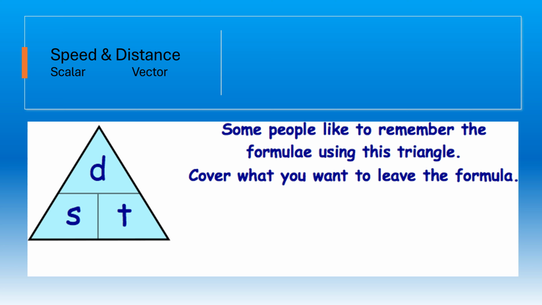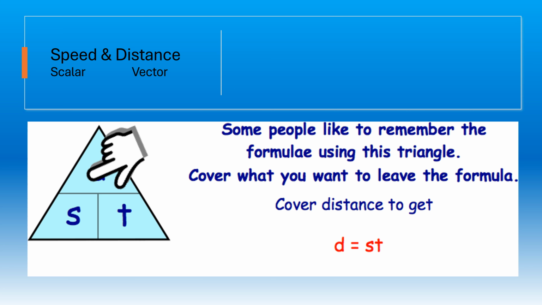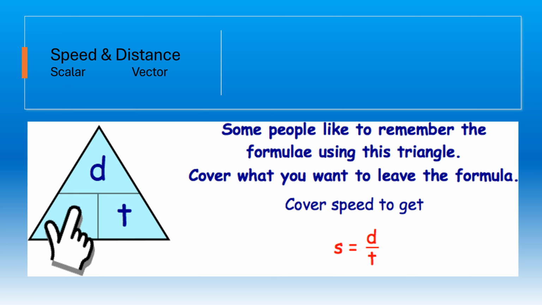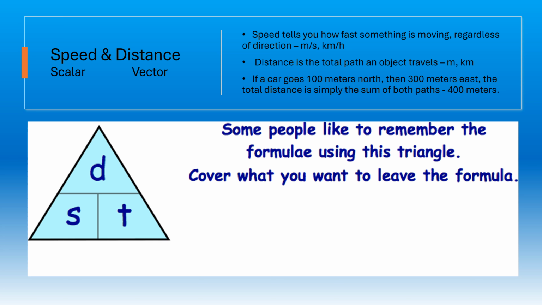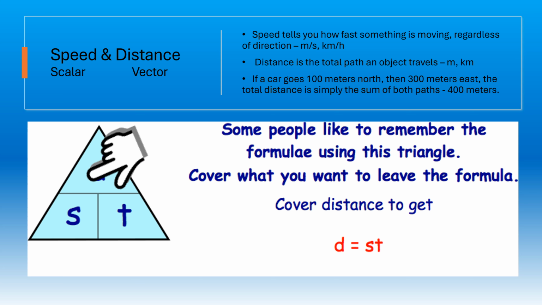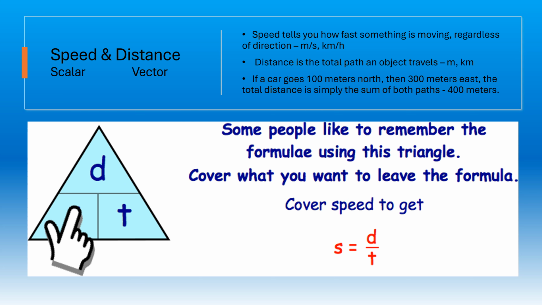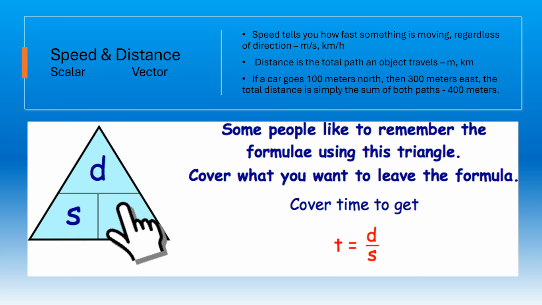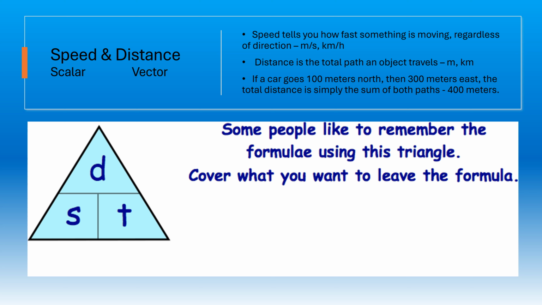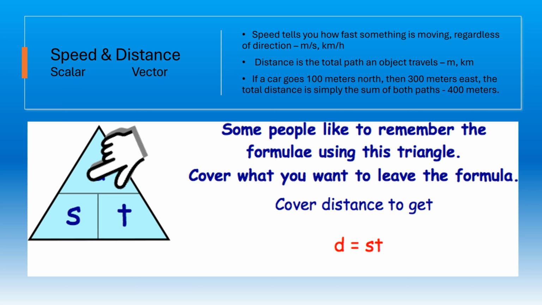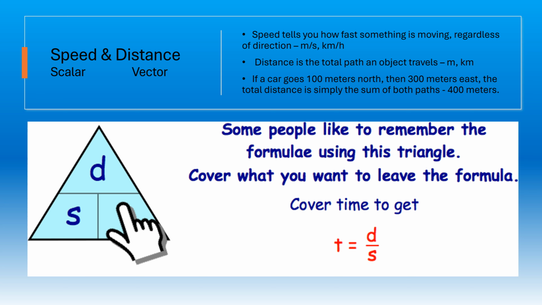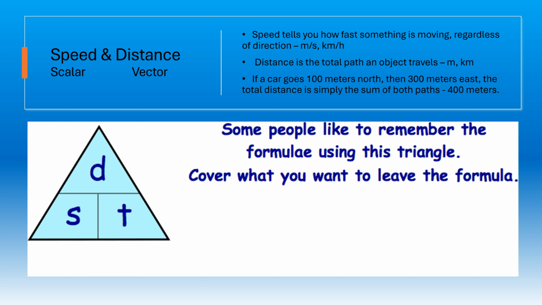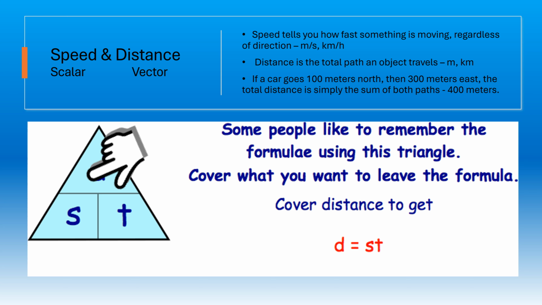So, speed and distance. As we covered earlier, speed is a scalar value and distance is a vector value. Speed tells you how fast something is moving, regardless of direction, and its units are meters per second or kilometers per hour. Distance is the total path an object travels, measured in meters or kilometers. For example, if a car goes 100 meters north and 300 meters east, the total distance is simply the sum of both paths, which is 400 meters.